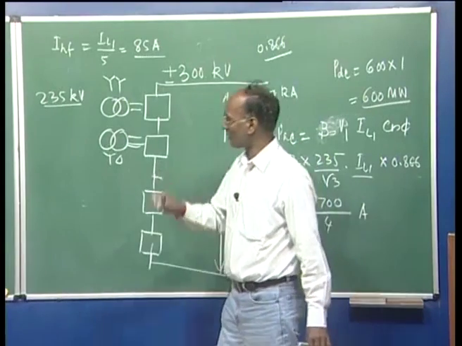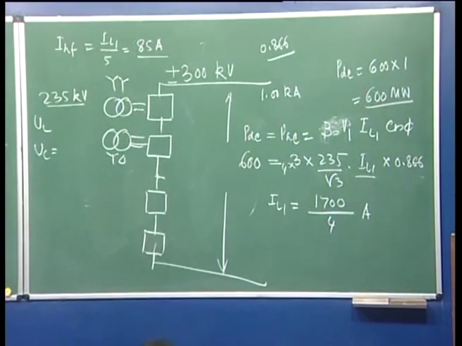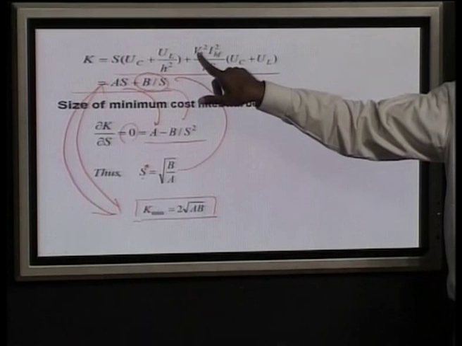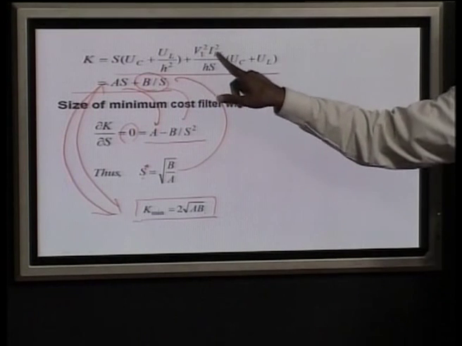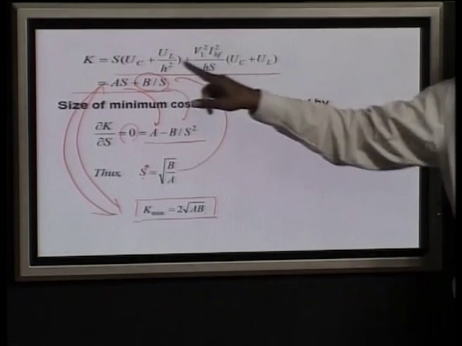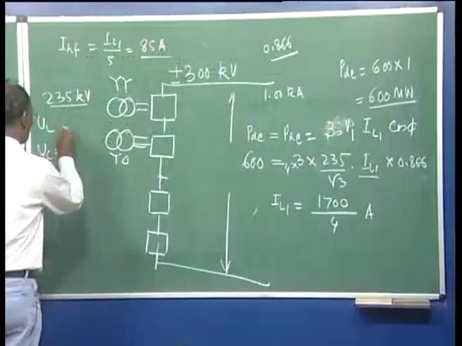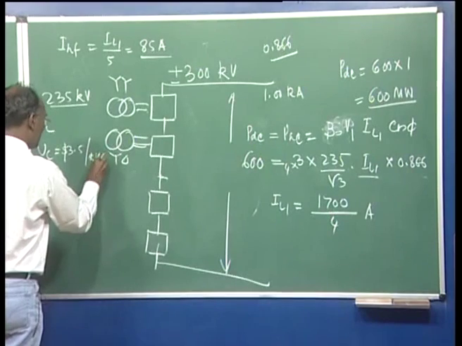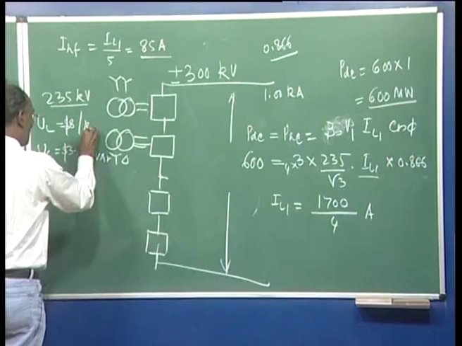For the calculation of the cost, you require UL and UC. You can see in this expression, now we have the H value, and this value is 235 kV divided by root 3. We only require these two values. The cost is given to you in this example: the cost of capacitor is given as $3.5 per kVAR, and this value is given as $8 per kVAR.